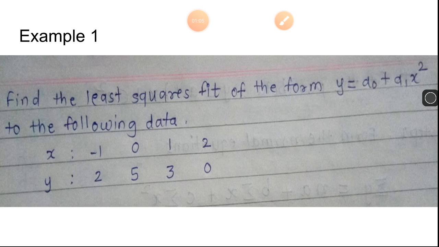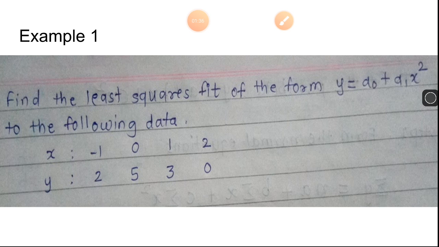From given data we can observe that there are 4 sample points. So n is equal to 4, and the given equation of curve is y equal to a naught plus a1 x square. Y is function of x, and a naught and a1 are constants. Since there are two constants, we have to formulate two normal equations. The first normal equation will be corresponding to a naught.